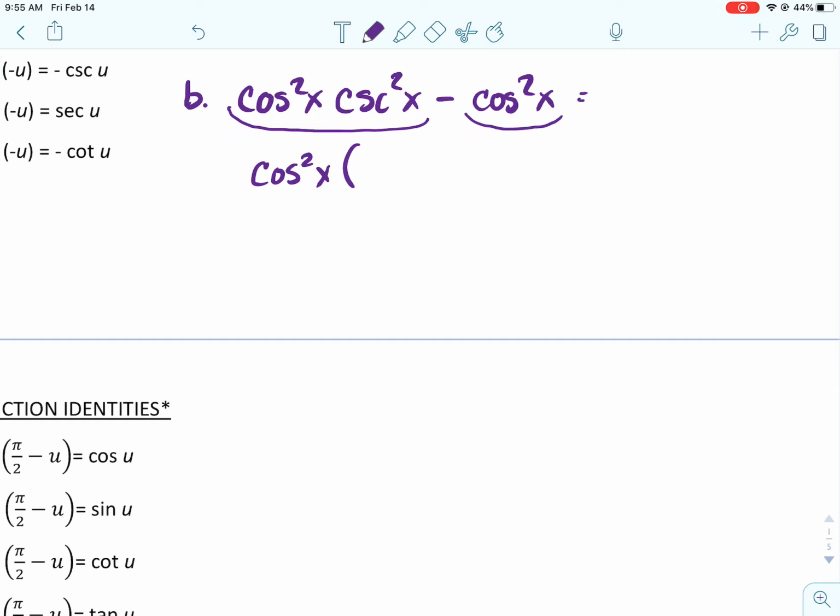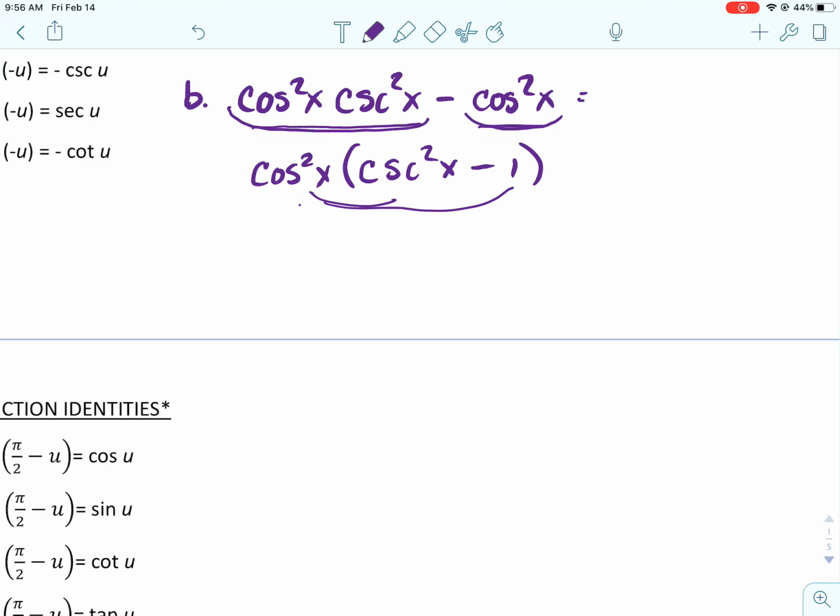So if I factor cosine squared of x out of this first term, what are you left with? Cosecant squared of x. Awesome. All right, what about the second term? 1. Good job. Minus 1. Now make sure when you do factor out a common factor, just kind of in your head, check it to see if you distribute it back out, you get what you started with, and you do.